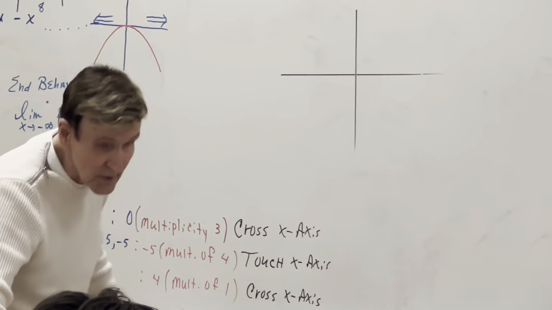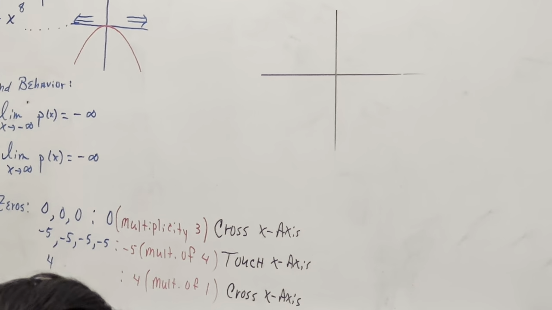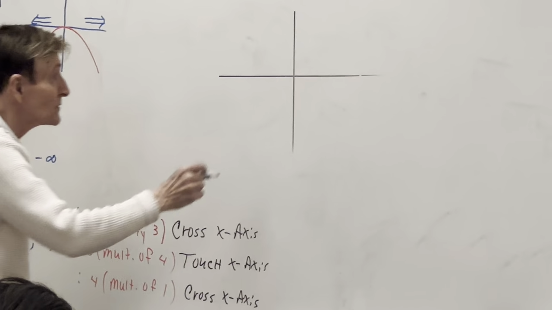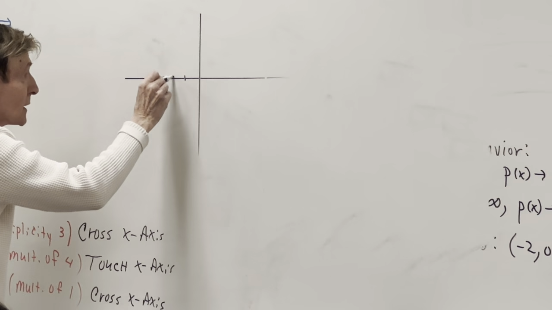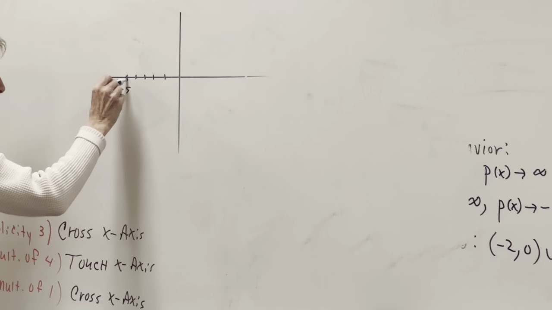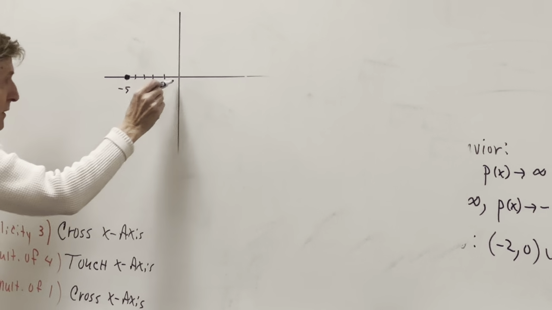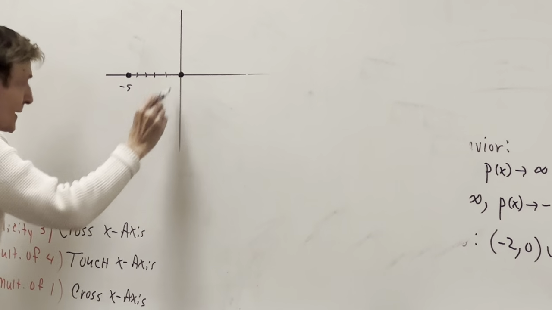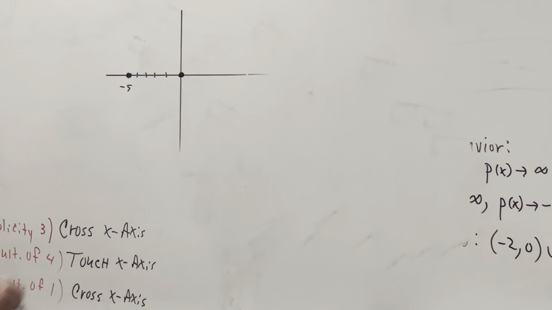You guys just place those zeros first. And we got 0, -5, and 4. Okay, -5. It's right there. 0 right here. And it looks like 4.